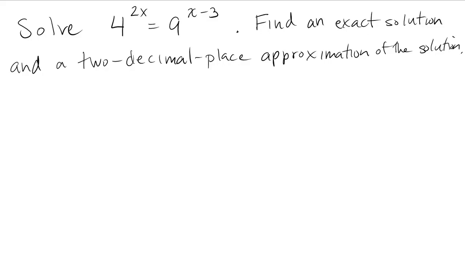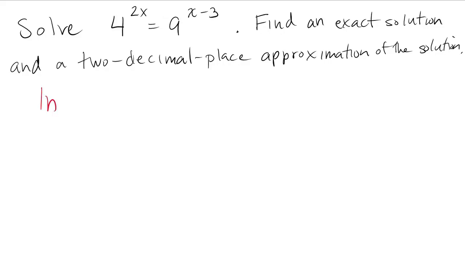This says solve 4 to the 2x equals 9 to the x minus 3. You can't use a rational number to write 9 in terms of base 4. So we can't use that one-to-one strategy that we used previously. We're going to have to get these exponents down where we can work with them, and I'm going to do that with logarithms, and in particular I'm going to apply the natural log function.